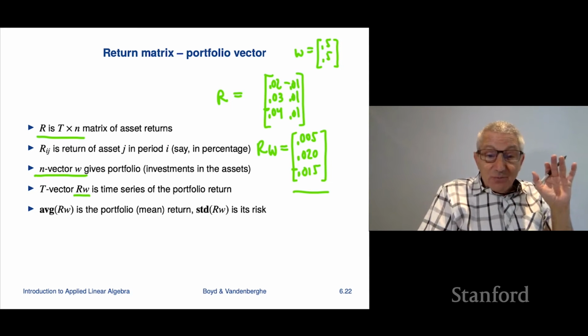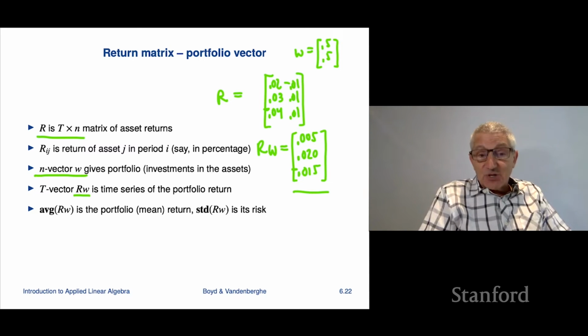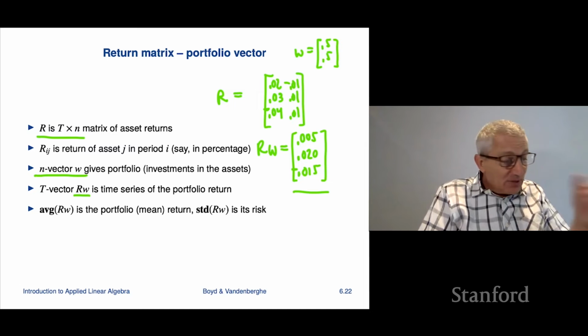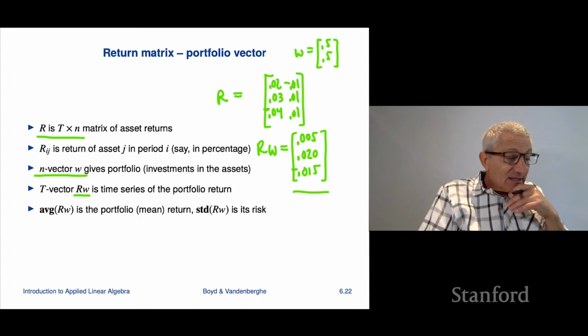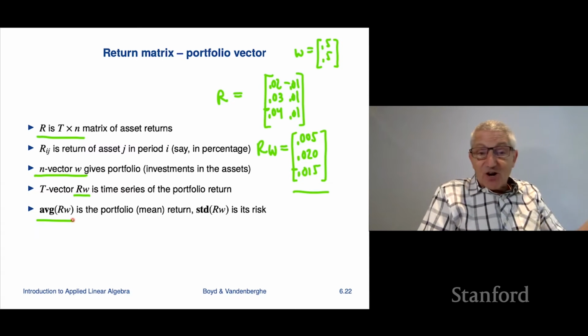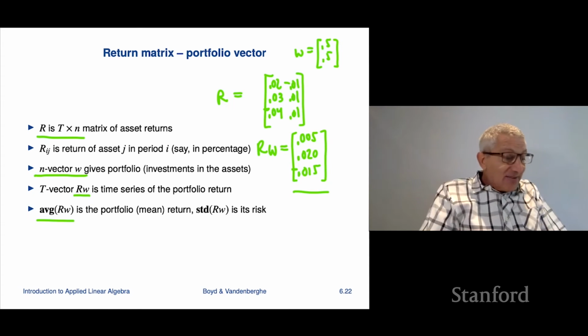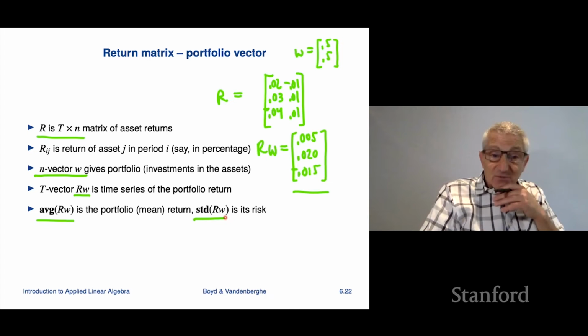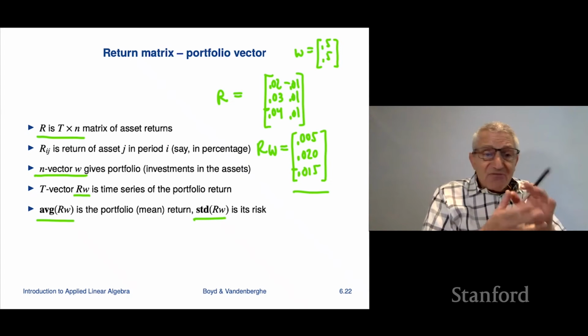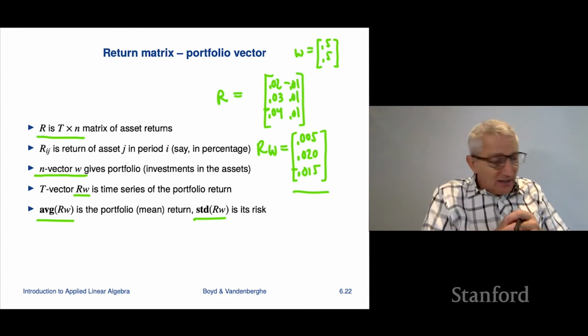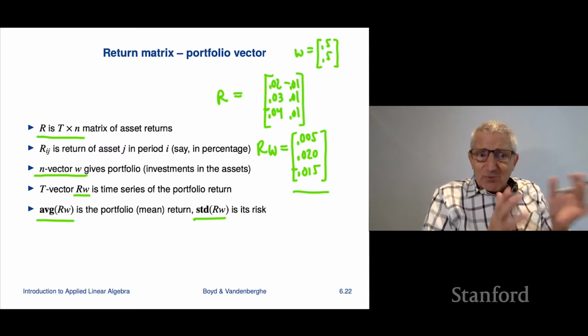So when you do matrix vector multiplication, when w is a portfolio and R is the asset returns, many assets, many time periods, what you get is the time series of the portfolio return. So for example, if I take the average of Rw, that's literally the portfolio mean return, because this is a return time series. And if I take the standard deviation, that's the risk, right? So with just a handful of things, we're now able to very quickly describe real things.